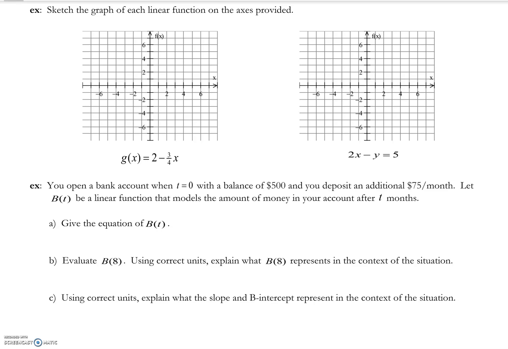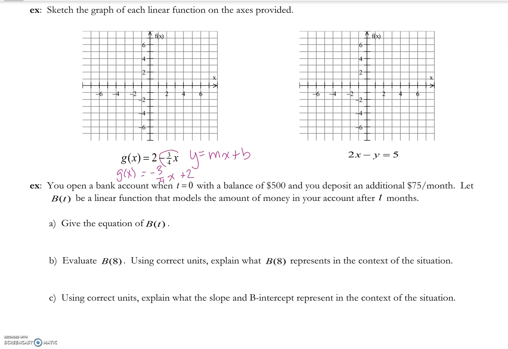Next in our section 1.3 notes, we're asked to sketch graphs of linear functions on the axes provided. So my first function is g of x equals 2 minus 3/4 x. I want to remember that it's easiest to graph linear functions when they're in the form y equals mx plus b. This is almost in the form y equals mx plus b, but notice how the m and the b are switched in this equation. So if we wanted to, we could rewrite this as g of x equals negative 3/4 x plus 2.